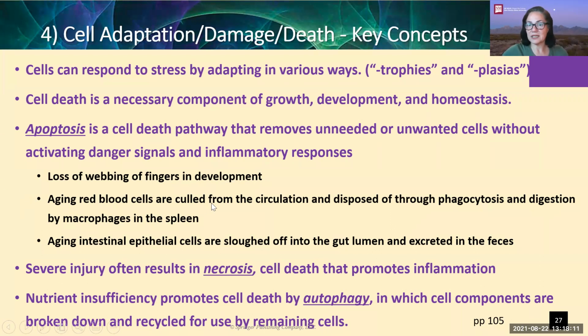Red blood cells don't last forever. And so aging red blood cells have this process that they go through when they've reached the end of their useful life. And intestinal epithelial cells, we expect that to happen and the cells just slough off. It does not create inflammation.